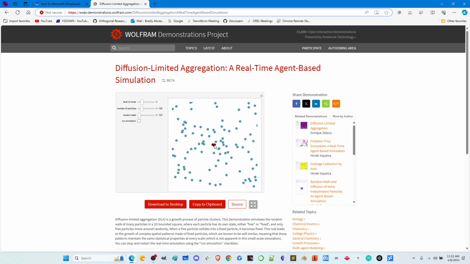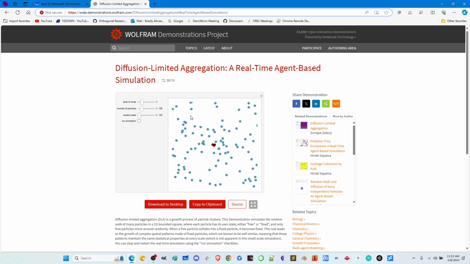So eventually you end up with large-scale patterns that aggregate just simply through diffusion and having some limit on that diffusion. And so this is a model by Wolfram Demonstrations Project. This is diffusion-limited aggregation, a real-time agent-based simulation.